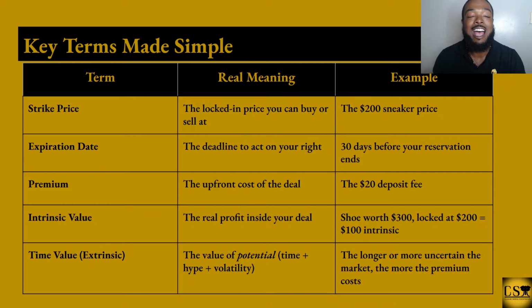And then you have the time value. This is very important when we're talking about options. I'm going to start explaining this later when it comes to the Greeks. But time value is the value of potential, the time, and the hype, and the volatility. So when those sneakers first come out, it may be very hyped up, right? So the time value is there. You have a lot of it, and it's still within the early part of your 30 days. So this time value is important because this is going to determine how fast the value of the sneaker goes up or down.